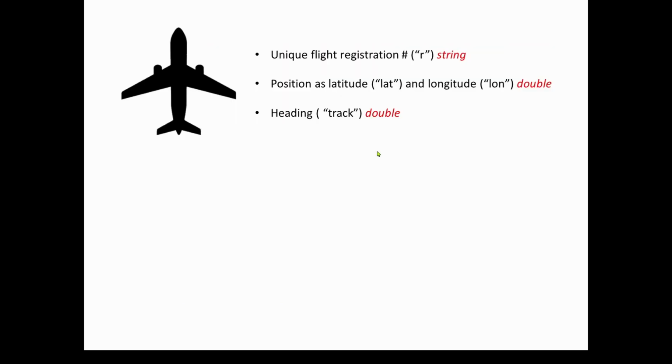So we're going to have to figure out how to convert that and also to get a heading and rotate this image. So the important things we're going to need are a unique flight registration or call sign, which is an identifier for a particular aircraft. That's going to be a string. We're going to need the latitude called the LAT and longitude or the LON, which are doubles, and also a heading called the track so that we can place and rotate the image and also have a unique identifier so we can assign it to a particular picture box or however we're going to display it.